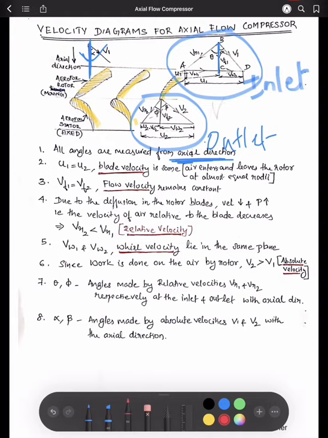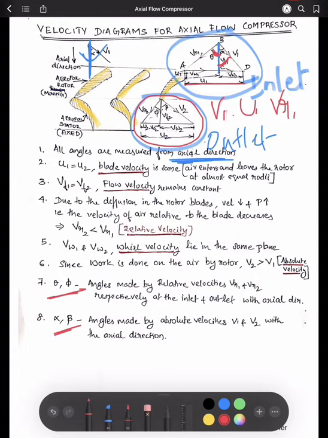Now there is absolute velocity V1, then we have velocity U1, which is the vane velocity or the blade velocity. Then the relative velocity of V1 and U1, which is marked with VR1. Now VR1 makes angle theta with the axial direction and V1 makes an angle alpha with the axial direction. Clear? Similarly, we have the outlet velocity triangle.